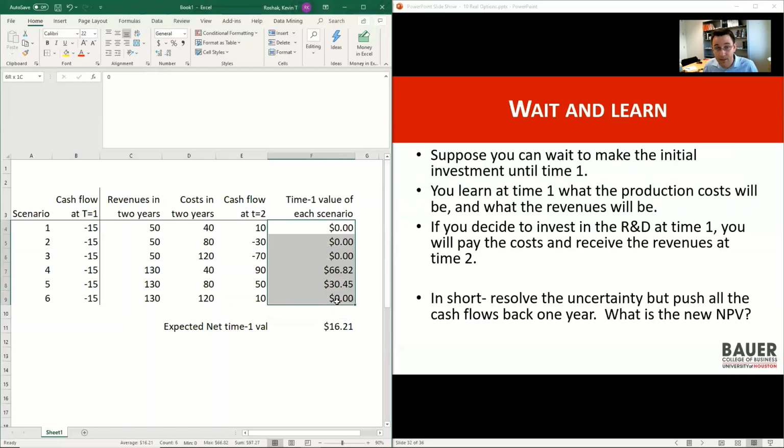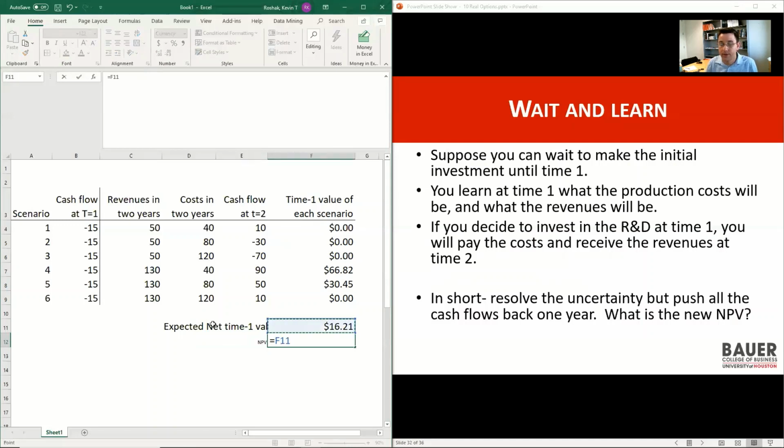Okay. So what's the weighted average outcome now? Well, we have 6 outcomes still, but 4 of them are 0. We average all 6 of them together to get 16.21. That's now what we would expect to get at time 1. Note, though, that we waited. By pushing everything back, this is a time 1 value. So this is a lot better than what we had before. Before we had a negative number, now it's positive. But this is still 1 year in the future because we waited. So we have to then bring that back to today to get the NPV of the project.